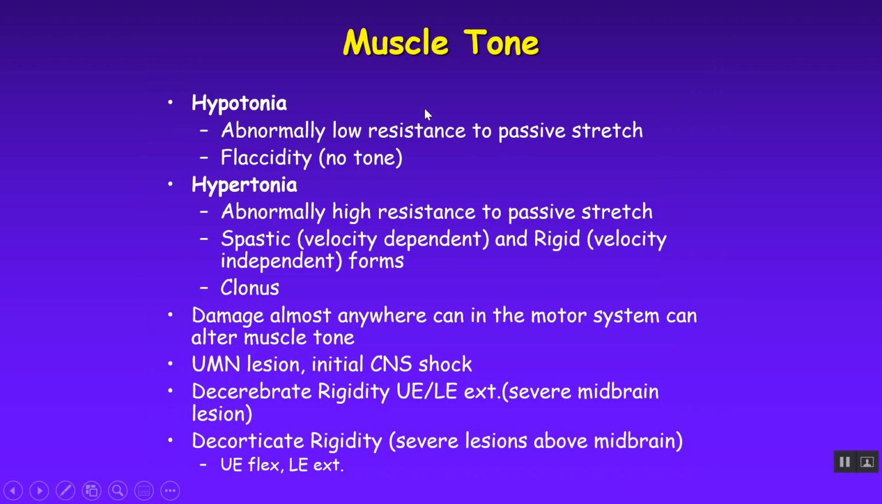Muscle tone, so we're on this list of things that can change with involvement of the motor system. Muscle tone is one of those things. We can have hypotonia, which is too little muscle tone, so it's abnormally low resistance to passive stretch. We assess muscle tone through passive movement.